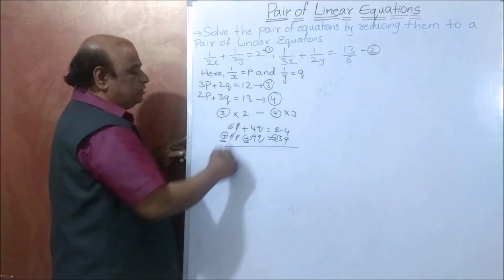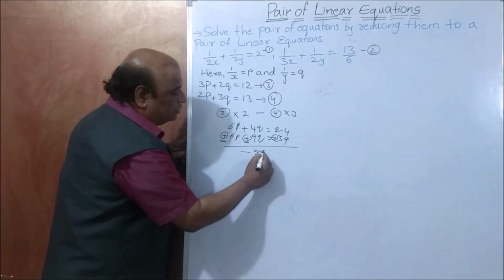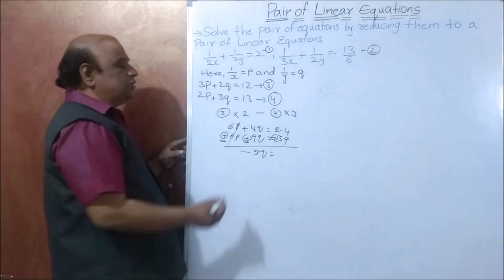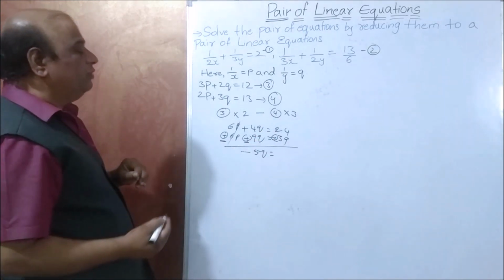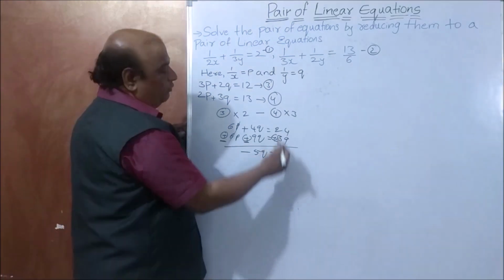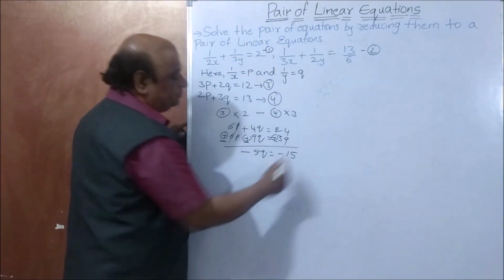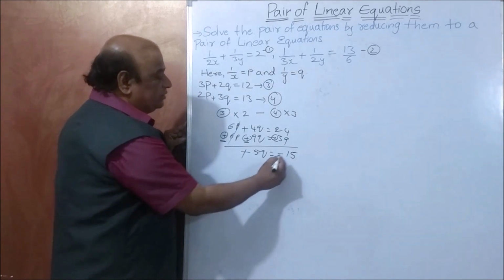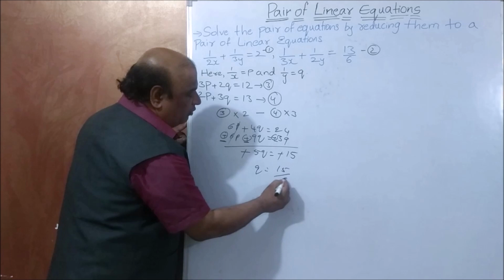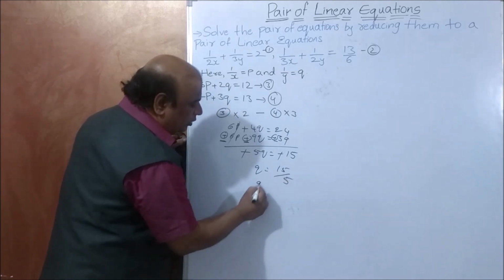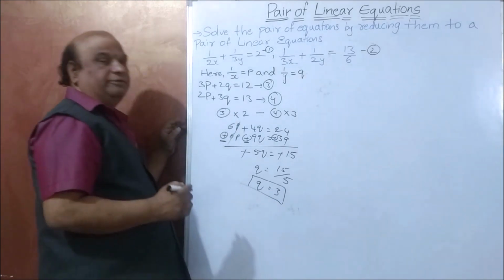Plus becomes minus. Now 6p cancels. 4q minus 9q is minus 5q is equal to 24 minus 39. How much? 15, I think. Minus 15. So minus minus cancel. q is equal to 15/5. Now q is equal to 3. We got the q value as 3.